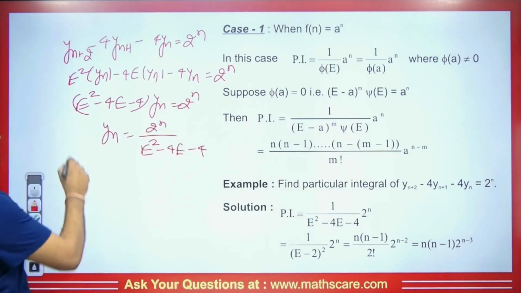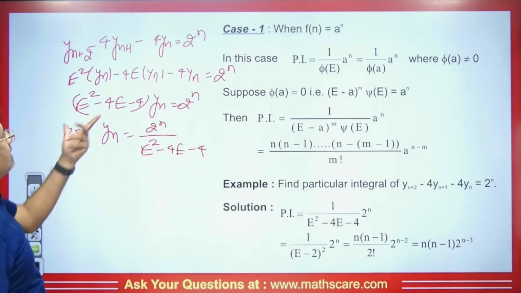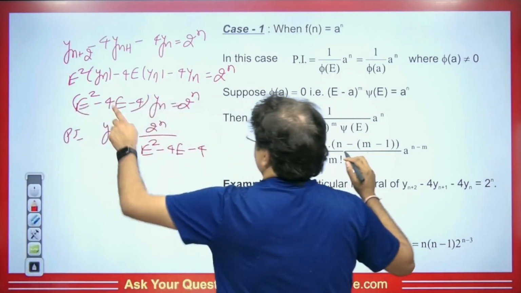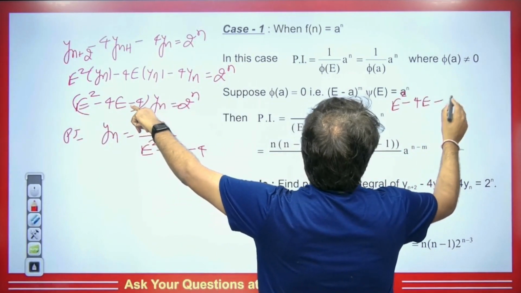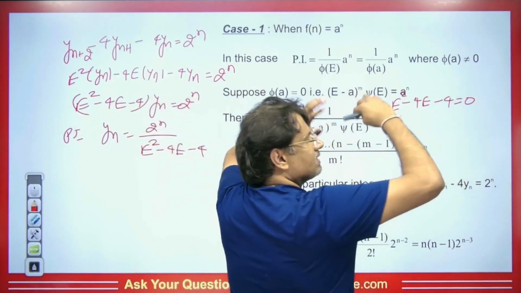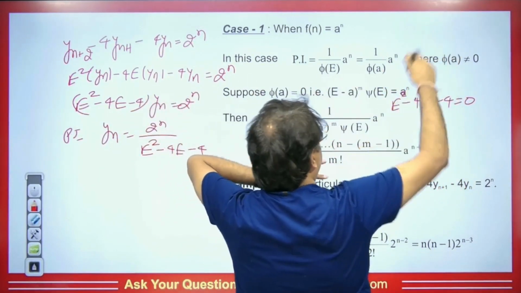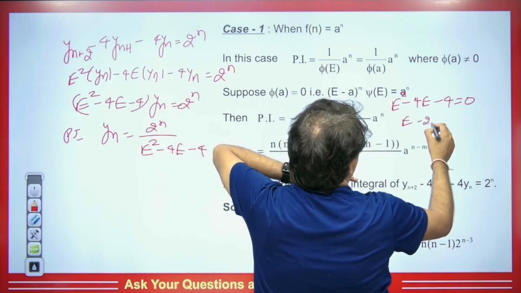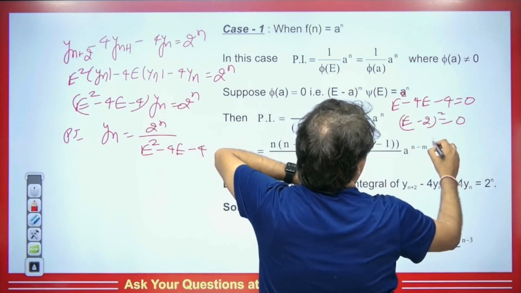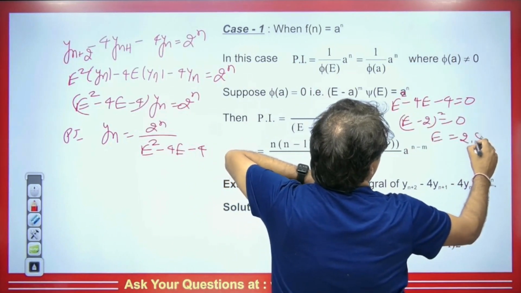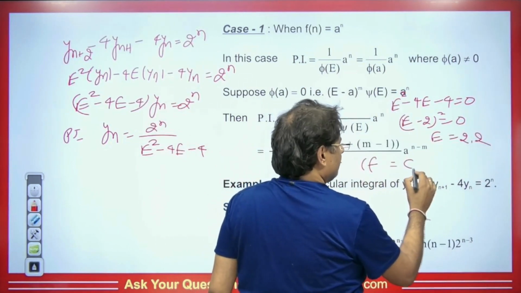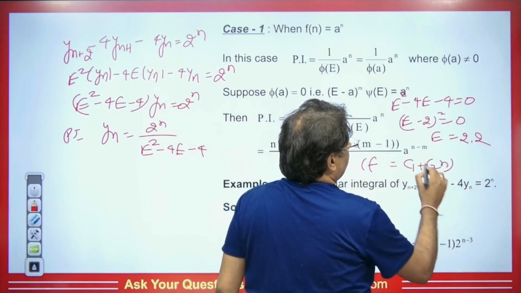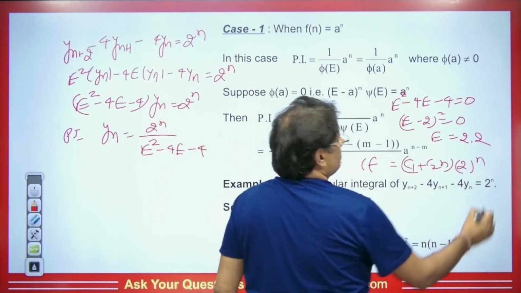I am telling you its particular integral. You might wonder what its CF will be, so I will tell you about it. To find its CF, we take E squared minus 4E minus 4 equal to 0. I explained this in the previous video. If you haven't seen it, you can go and watch it. It will be the whole square of (E minus 2) equal to 0. So here the value of E will be 2, 2, right? And here CF will be (C1 plus C2 n) 2 power n. Is it correct? Okay, we have its CF.